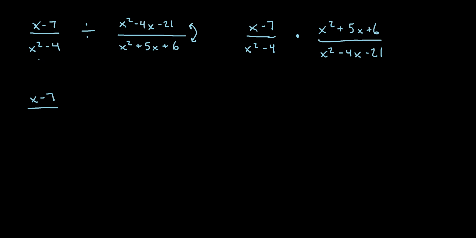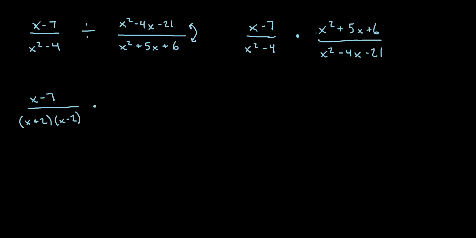Down here we have x² - 4. That can be rewritten as (x + 2)(x - 2). If you multiplied out x + 2 and x - 2, you would just be left with x² - 4. So we just factored the denominator there.